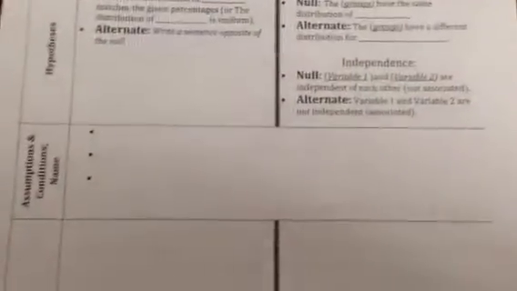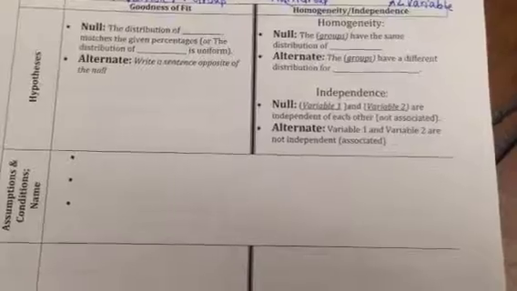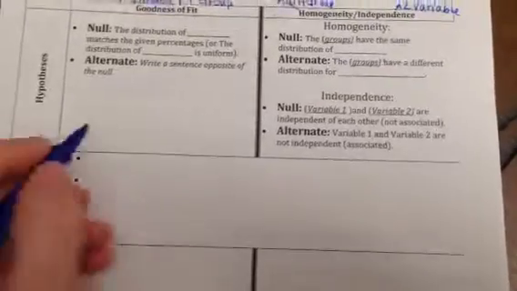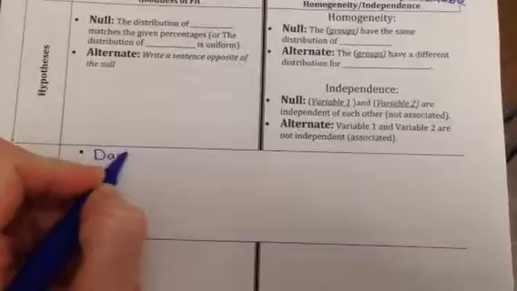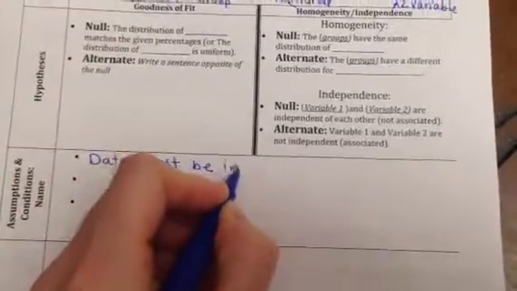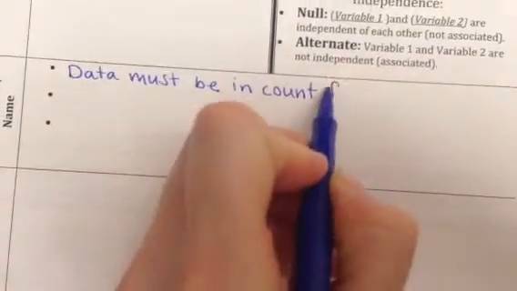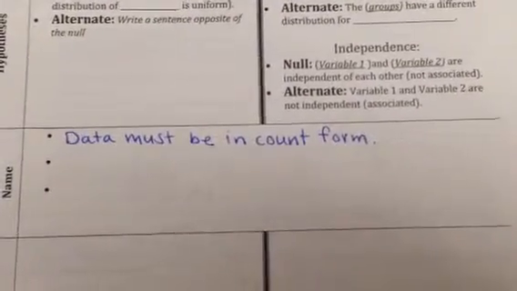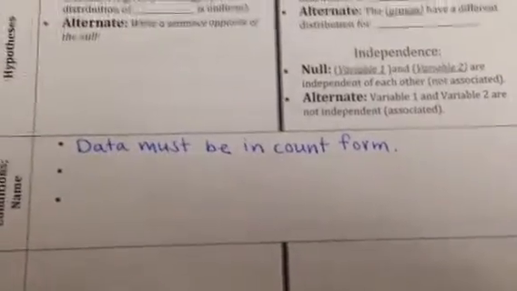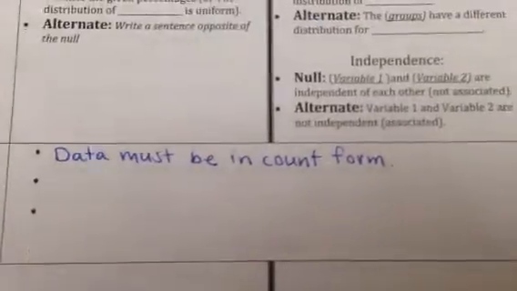Alright, let's jump down to assumptions and conditions. There's a big giant set because whether it's goodness of fit, homogeneity, or independence, you're going to have the same 3 assumptions and conditions. And you just write 3 sentences. The first is that the data must be in count form. So we used to compare percentages with categorical data, but now we want to keep everything in counts. It's just the way the chi-squared mechanics work.